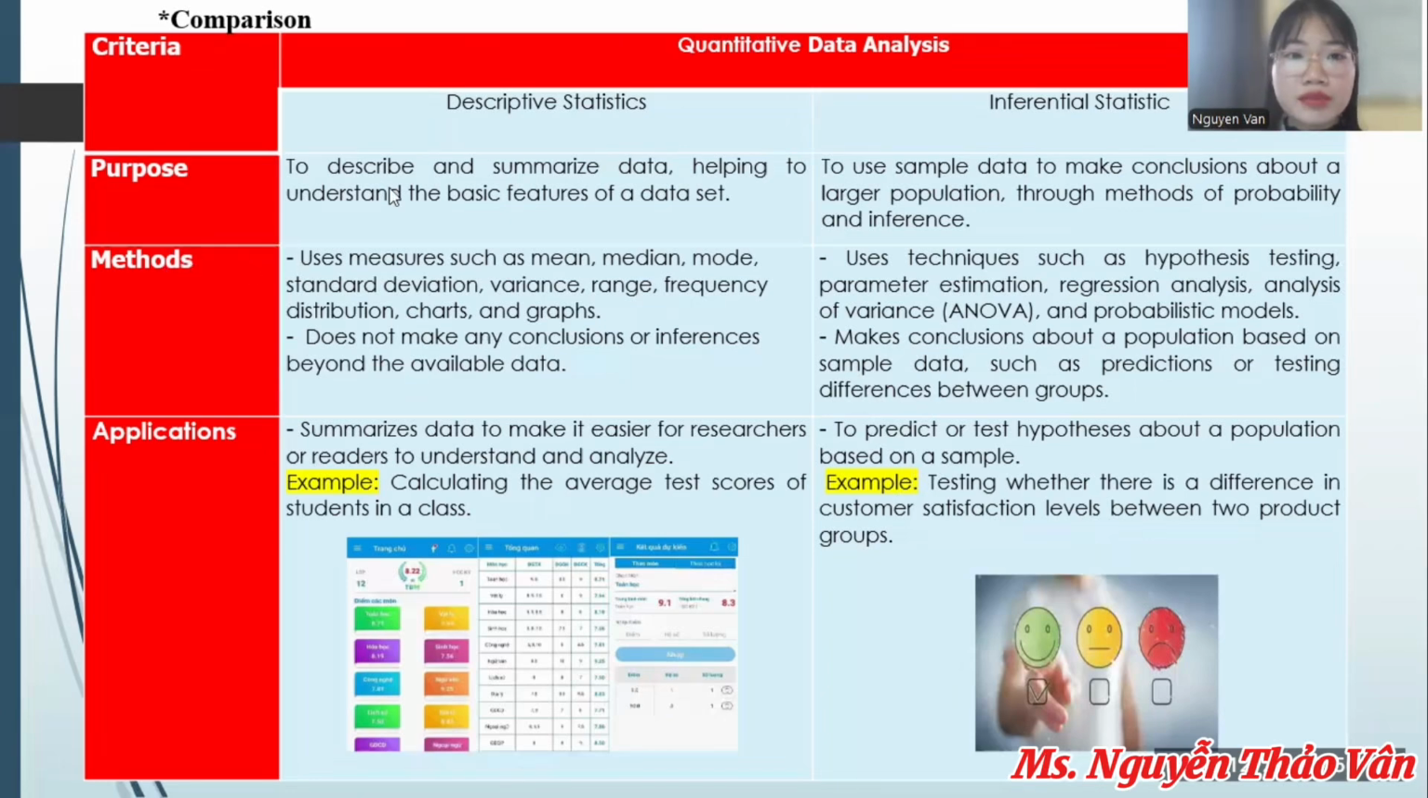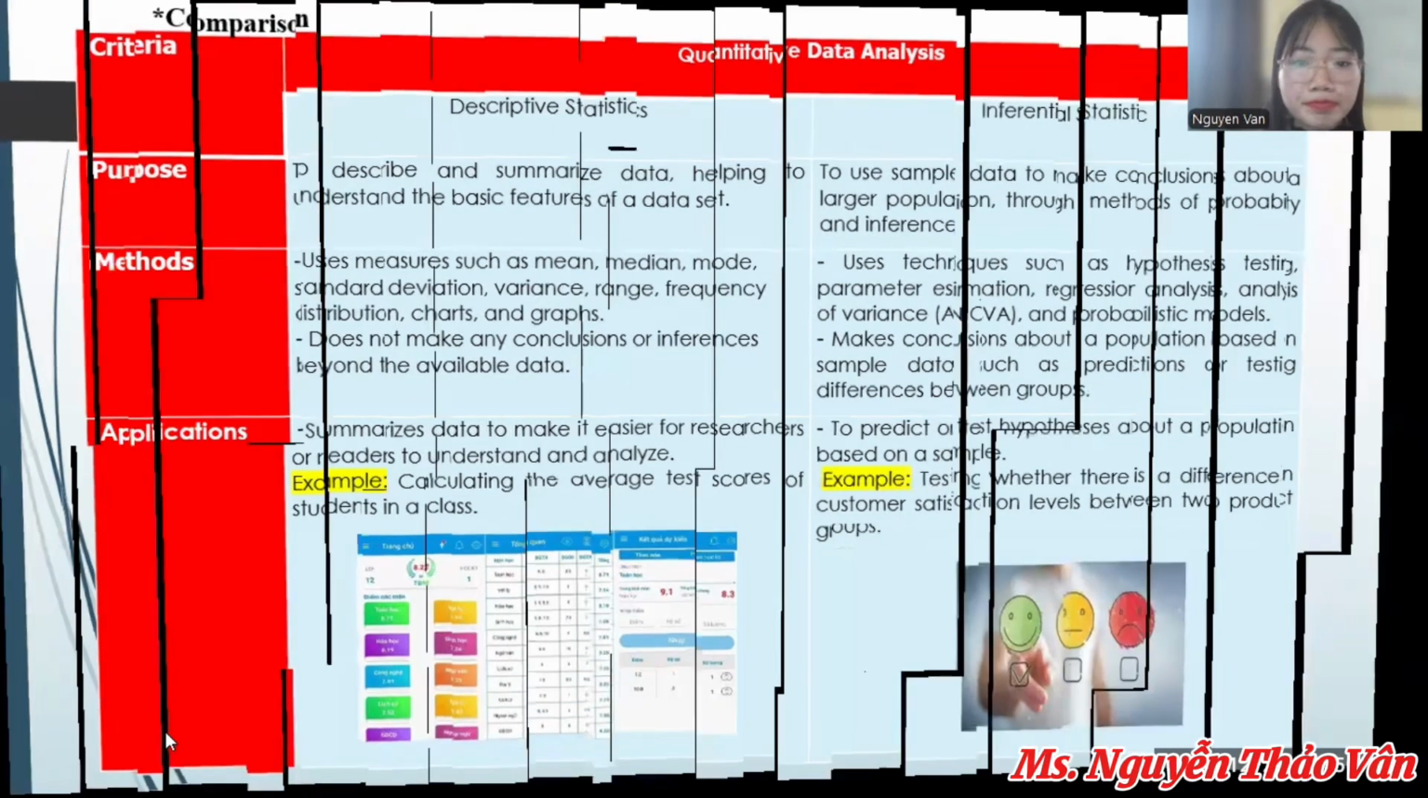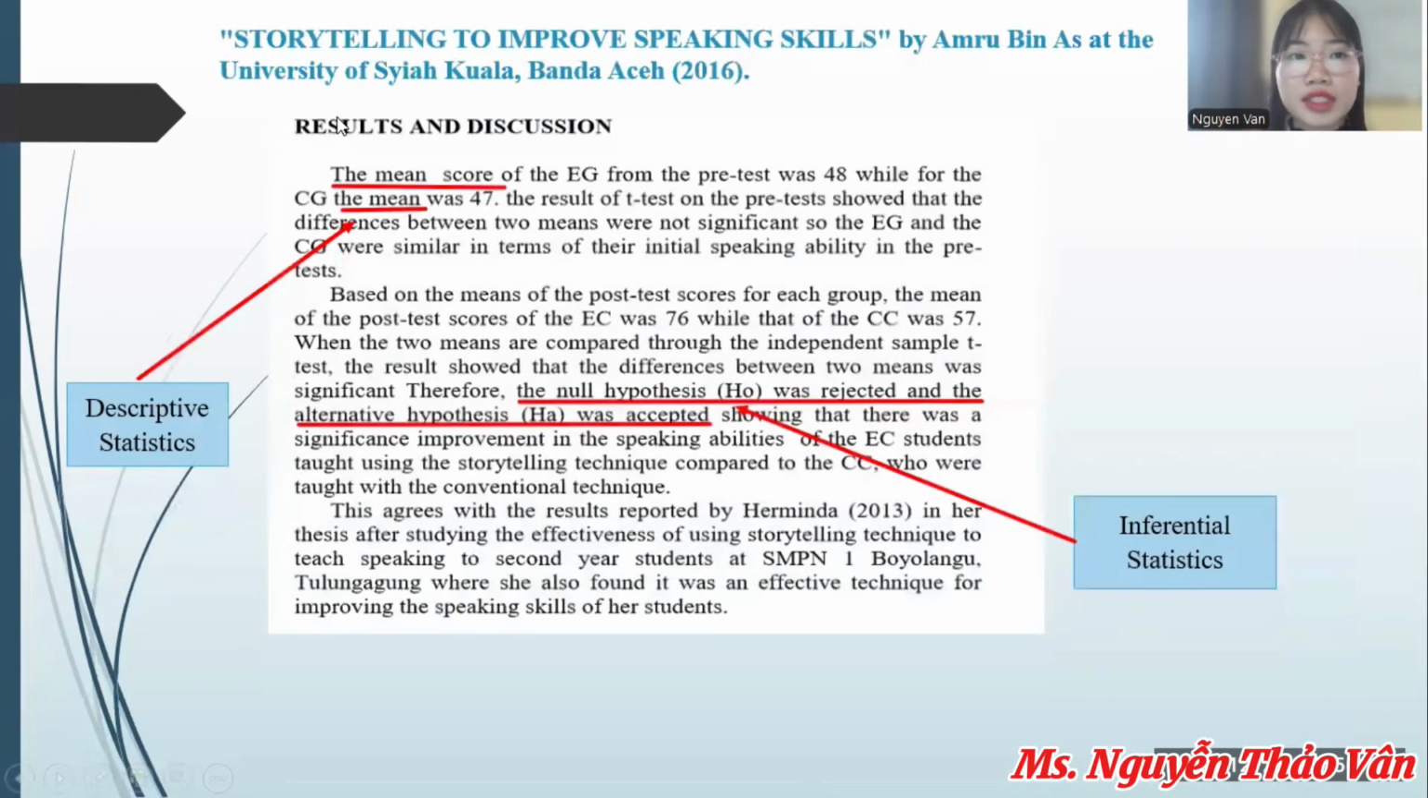The methods of descriptive statistics use measures such as the mean, and inferential statistics uses techniques such as hypothesis testing. So now let's move on to the research method. Let's have a look at the research on storytelling to improve speaking skills.